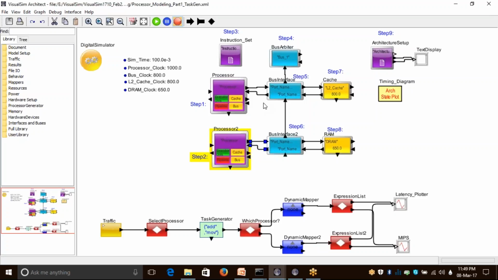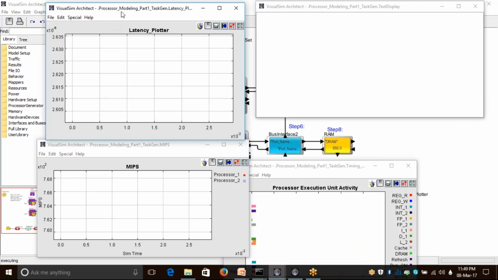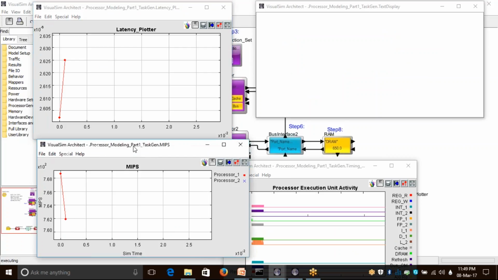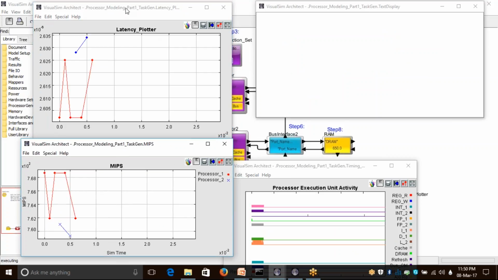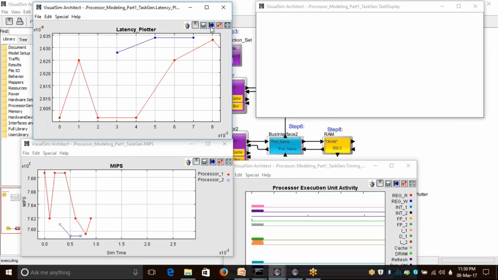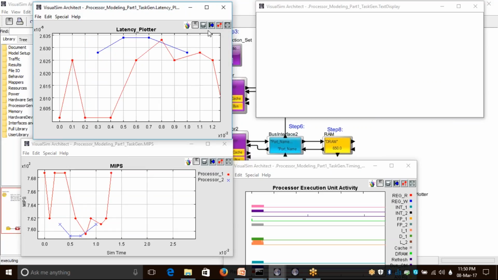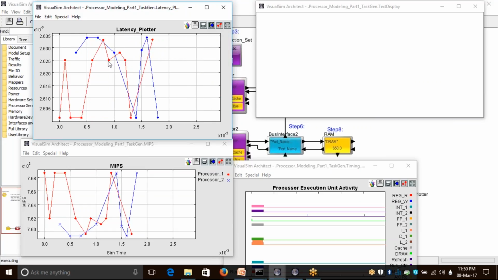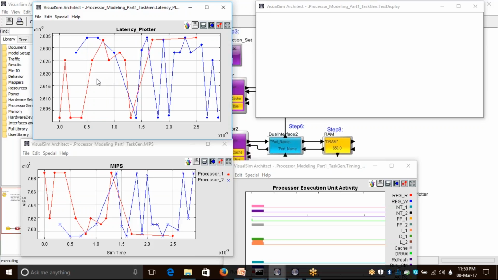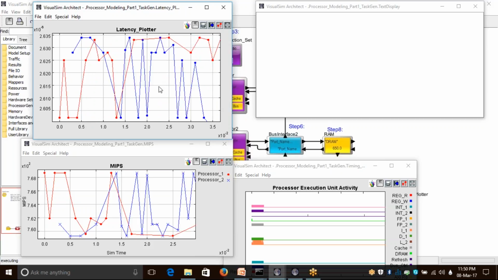Once the processing is over, we are trying to capture my end-to-end latency and my MIPS. So I'm going to run the model with the same configuration. The reports that I'm looking at over here include my MIPS and my latency. The red one tells me the latency across my first processor, while the blue one tells me the latency across my second processor.